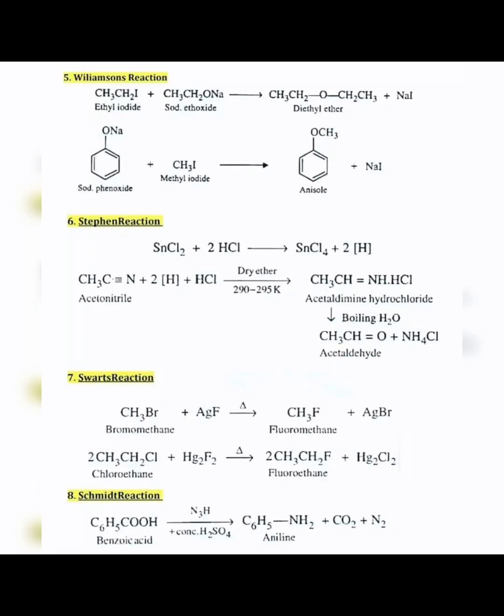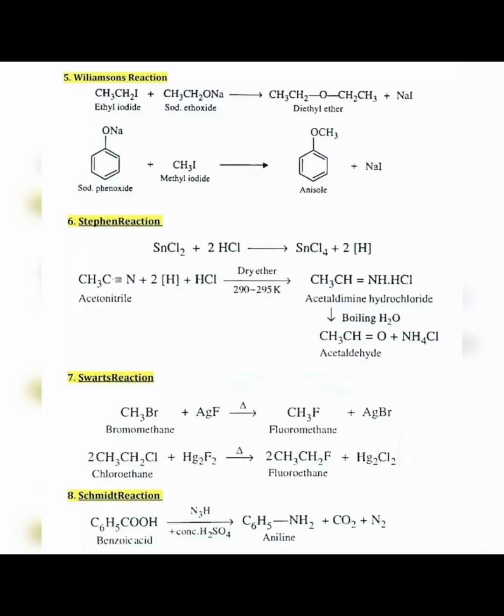Next reaction is Williamson's ether reaction. When ethyl iodide reacts with sodium ethoxide, it gives diethyl ether or ethoxyethane plus sodium iodide as a byproduct. Another example is sodium phenoxide, which when it reacts with methyl iodide forms anisole, that is methoxybenzene, along with NaI as a byproduct.